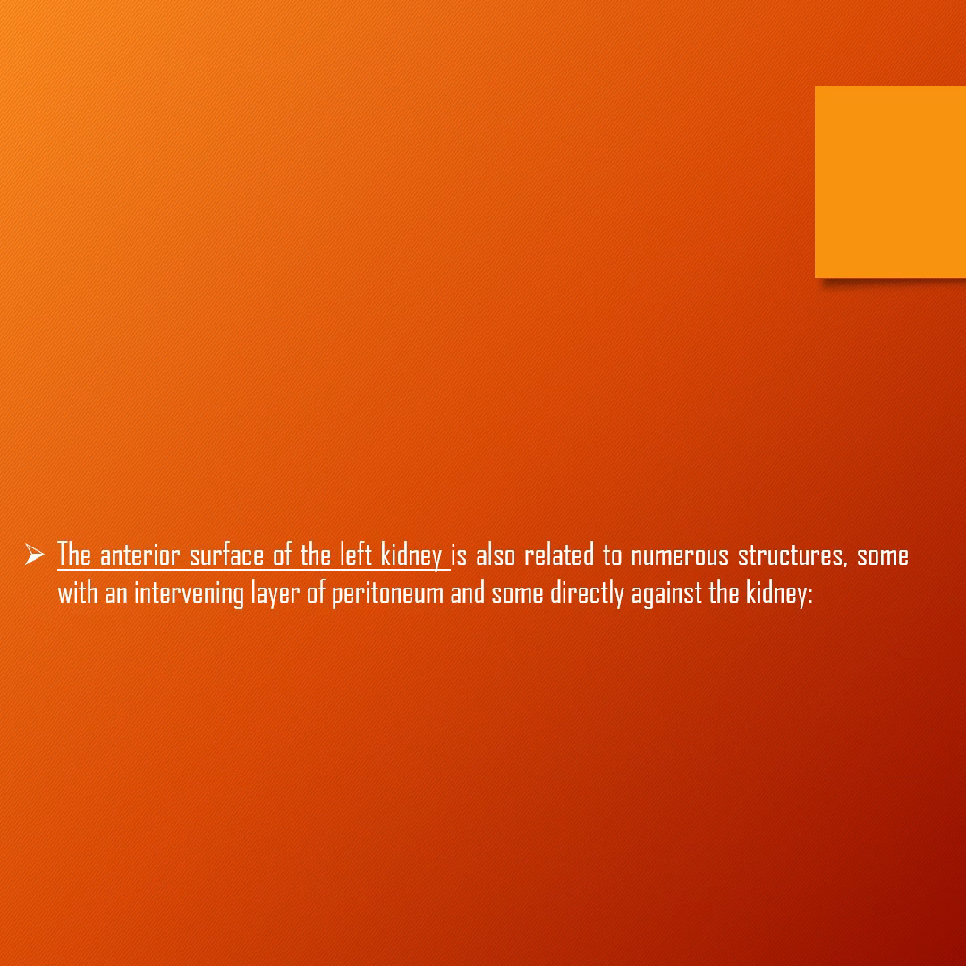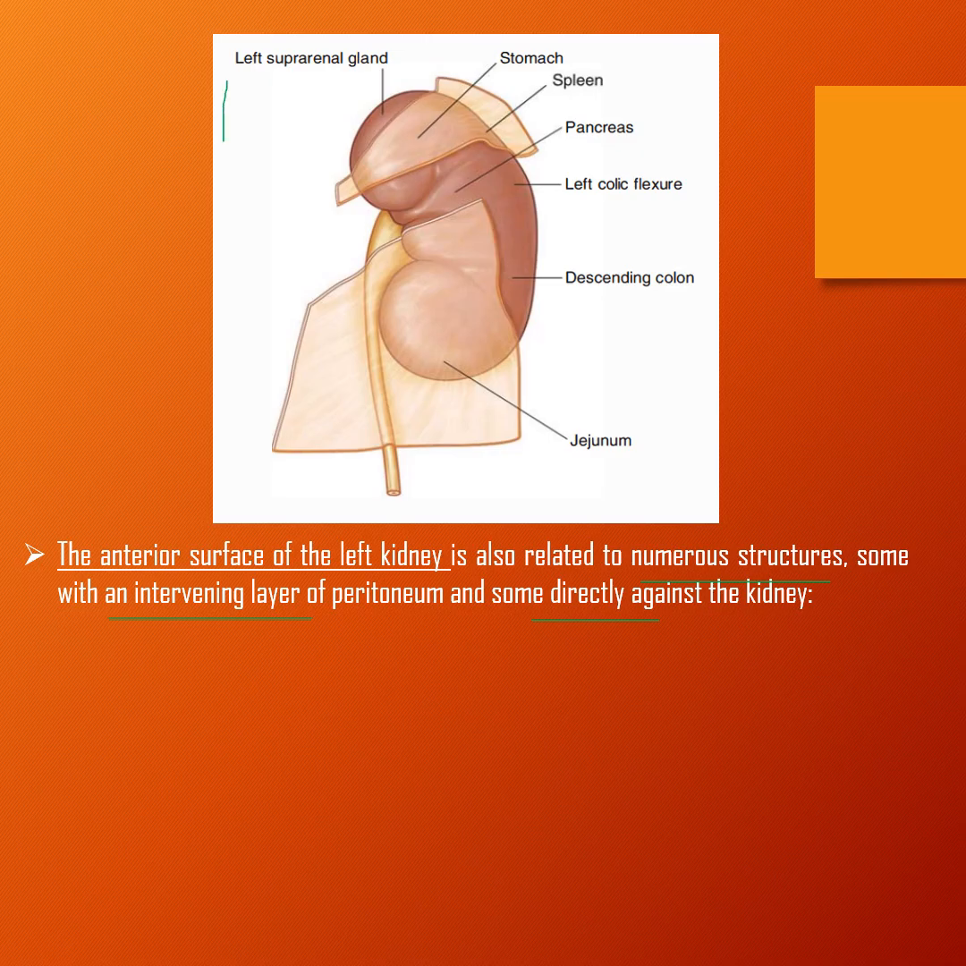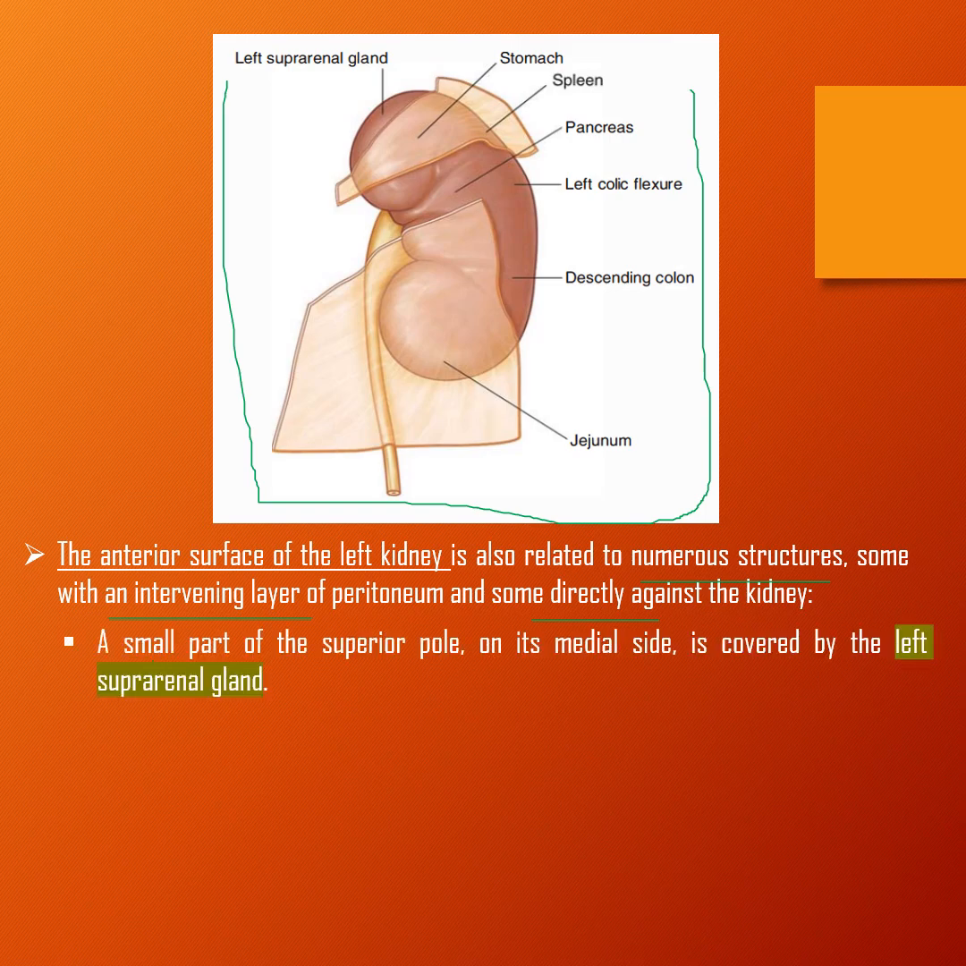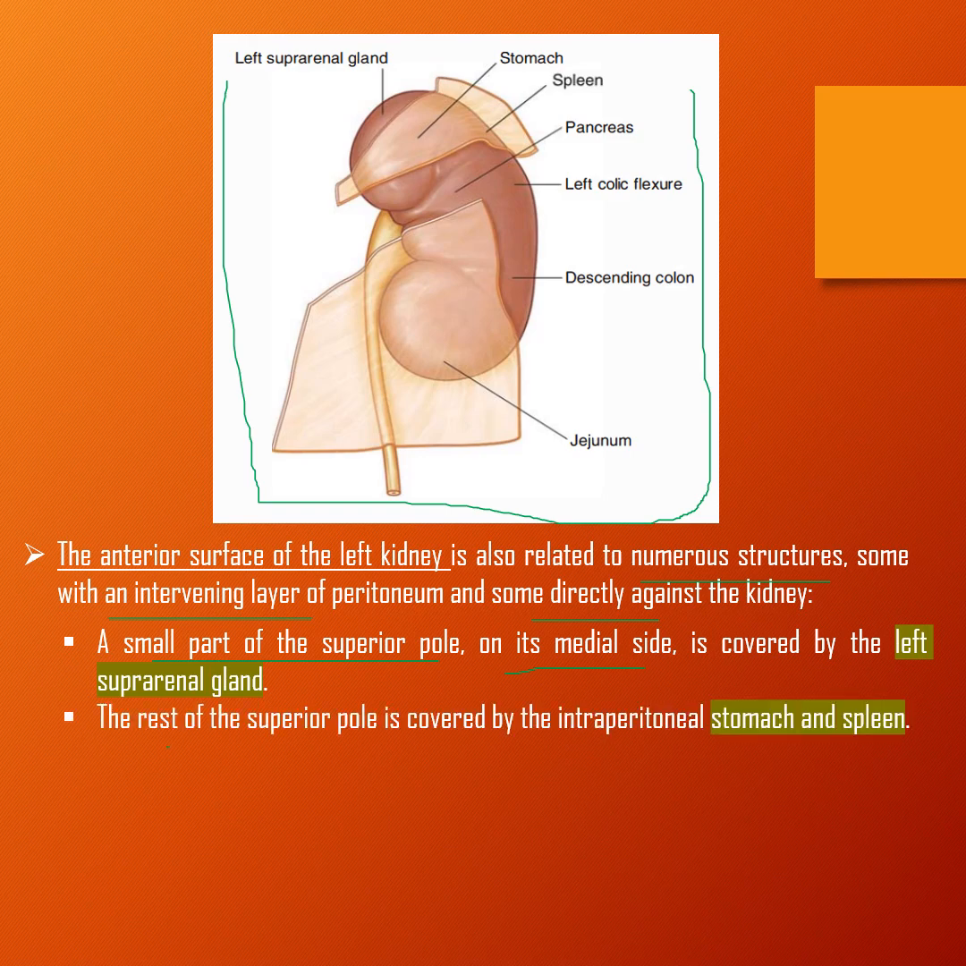The anterior surface of the left kidney is also related to numerous structures, some with an intervening layer of peritoneum, and some directly against the kidney. This image shows the anterior surface relationships of the left kidney. A small part of the superior pole on its medial side is covered by the left suprarenal gland. The rest of the superior pole is covered by the intraperitoneal stomach and the spleen.